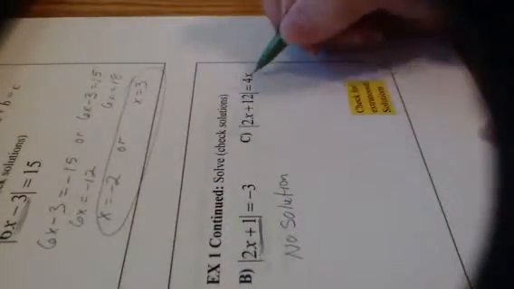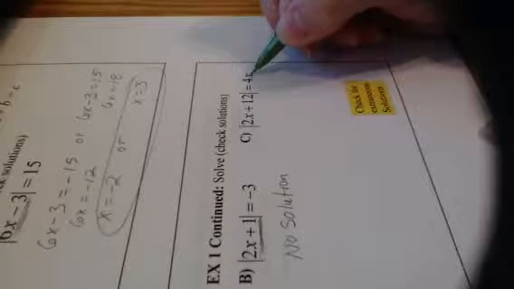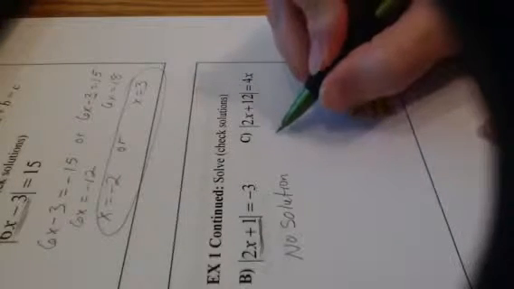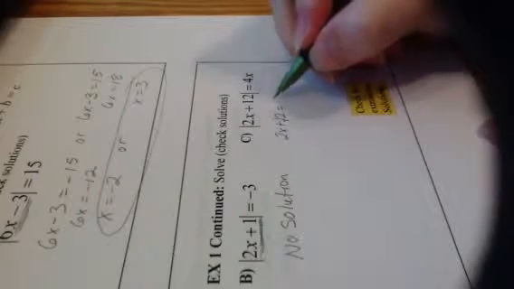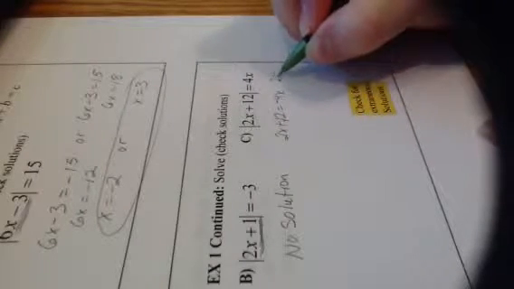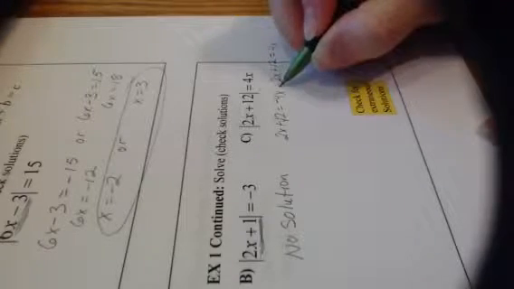Okay, now we have a little bit of a dilemma because we have an x outside the parentheses, so this makes it a little different. We're still going to do two equations. 2x plus 12 equals negative 4x, or 2x plus 12 equals positive 4x. And that would be separated with the word or.